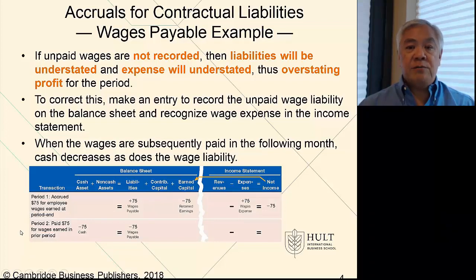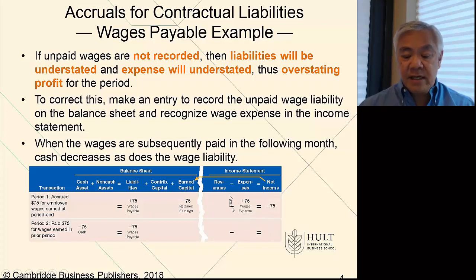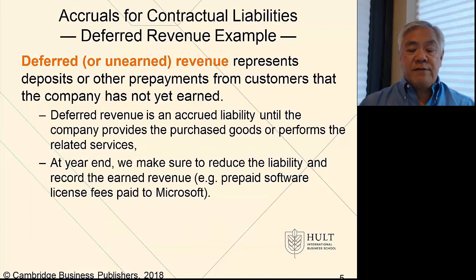Now, in period 2, we pay our employees. You don't want to not pay employees very long. Here we reduce cash, but notice that we're reducing wages payable and not expense. The effect of this accrual entry is to recognize the expense here in the period in which it was incurred, period 1, and although we pay it in period 2, it does not have any effect on next year's income statement, which makes sense. Next, we'll look at deferred revenue.